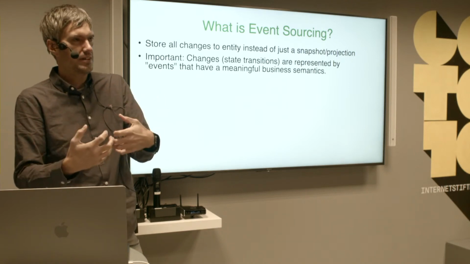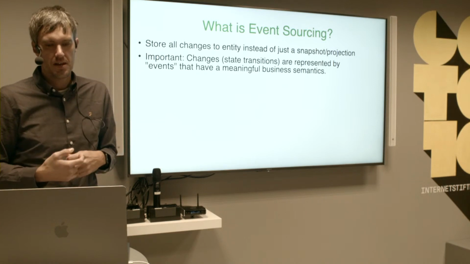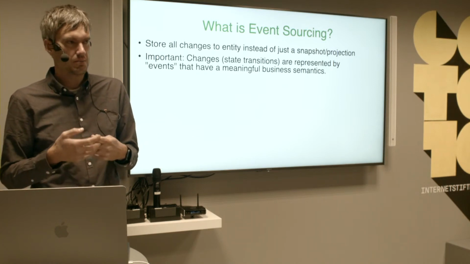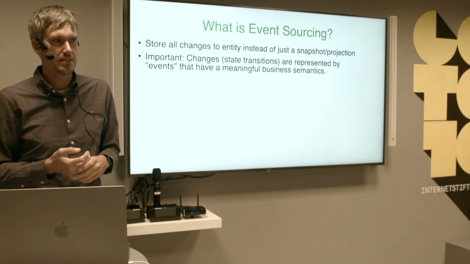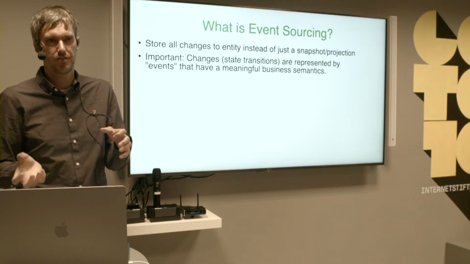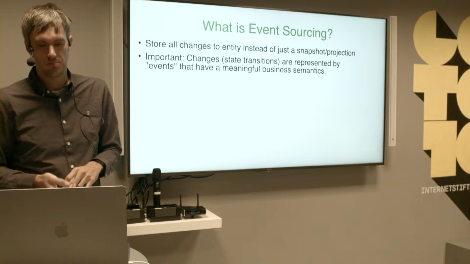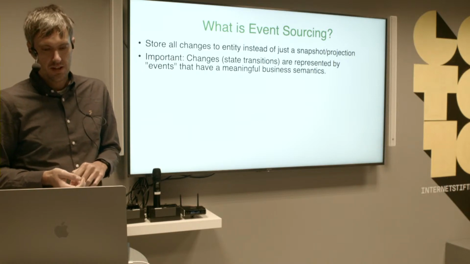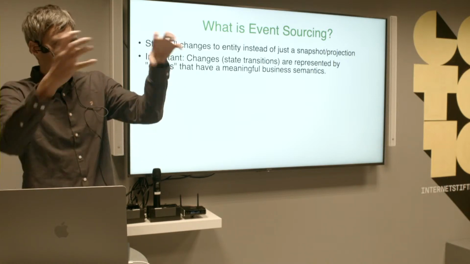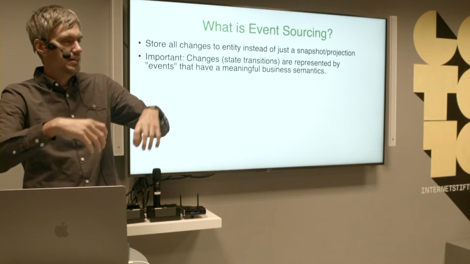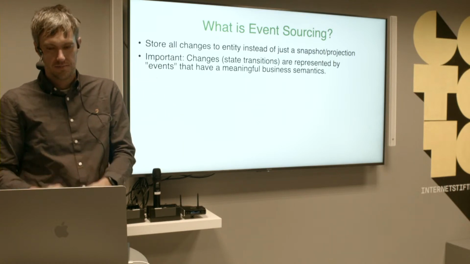We store the changes instead. And these changes, these are what we call events. And events are immutable pieces of data that shouldn't change in most circumstances. And from these changes, you derive the current state instead of just having the current state.